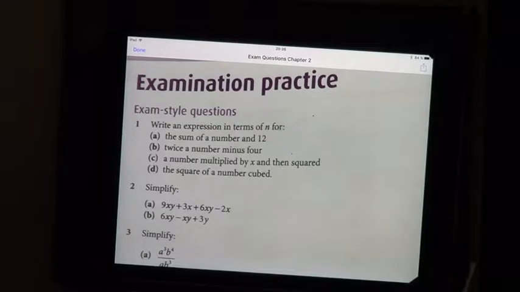Okay, so we are now in chapter 2, which is Algebra, and hopefully we'll make it straightforward for you.